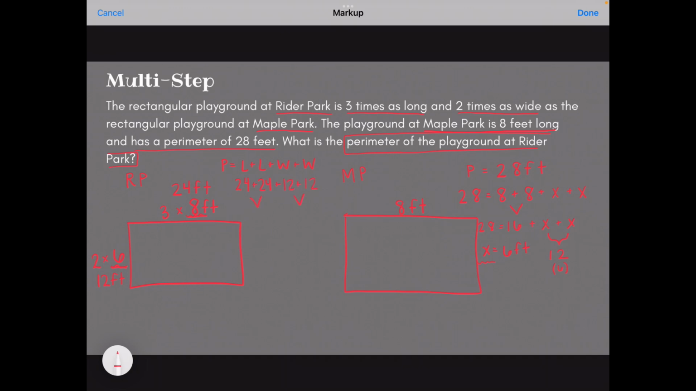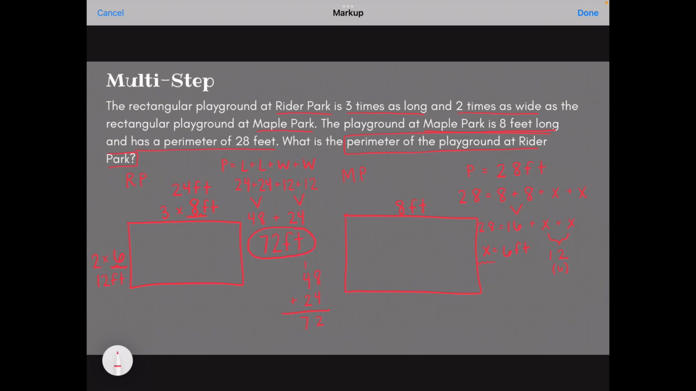I'm going to do this part by part, getting me 48 plus 24. And then I can stack this below to get my final answer of 72 feet. Reminder, this is perimeter, so I'm not going to square this final answer.